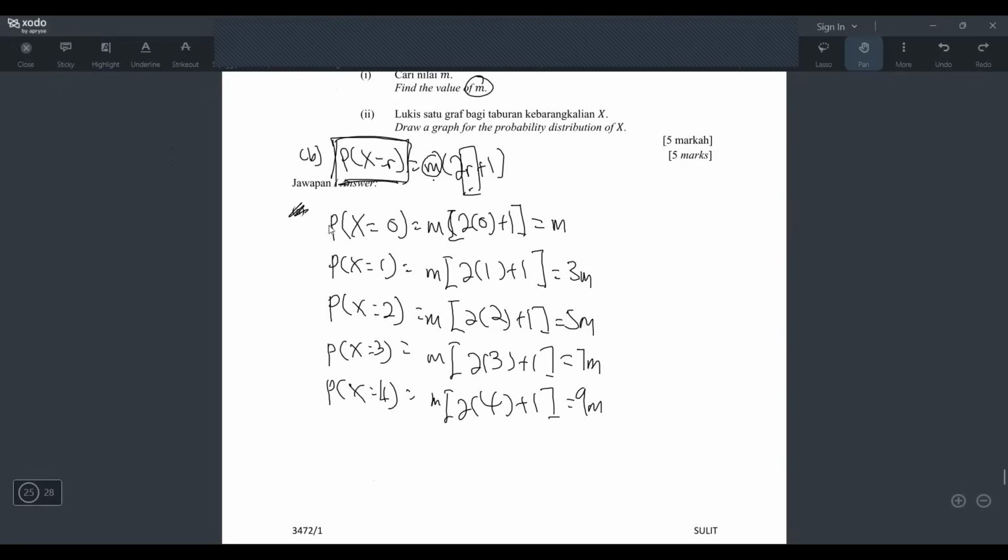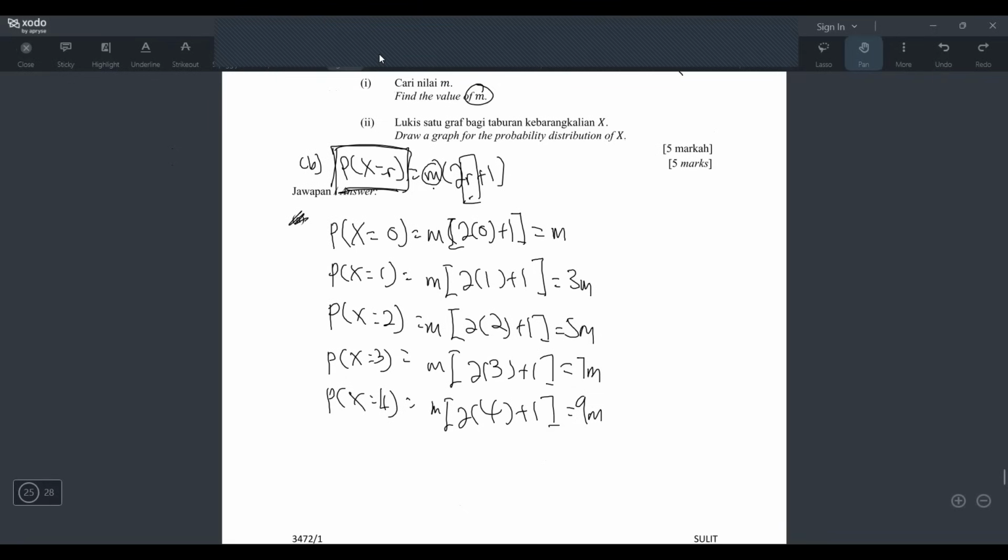So even because they never give us probability, right? But we do know the total probability is always 1. So we can take everything here plus equals 1. So m plus 3m plus 5m plus 7m plus 9m equals 1.